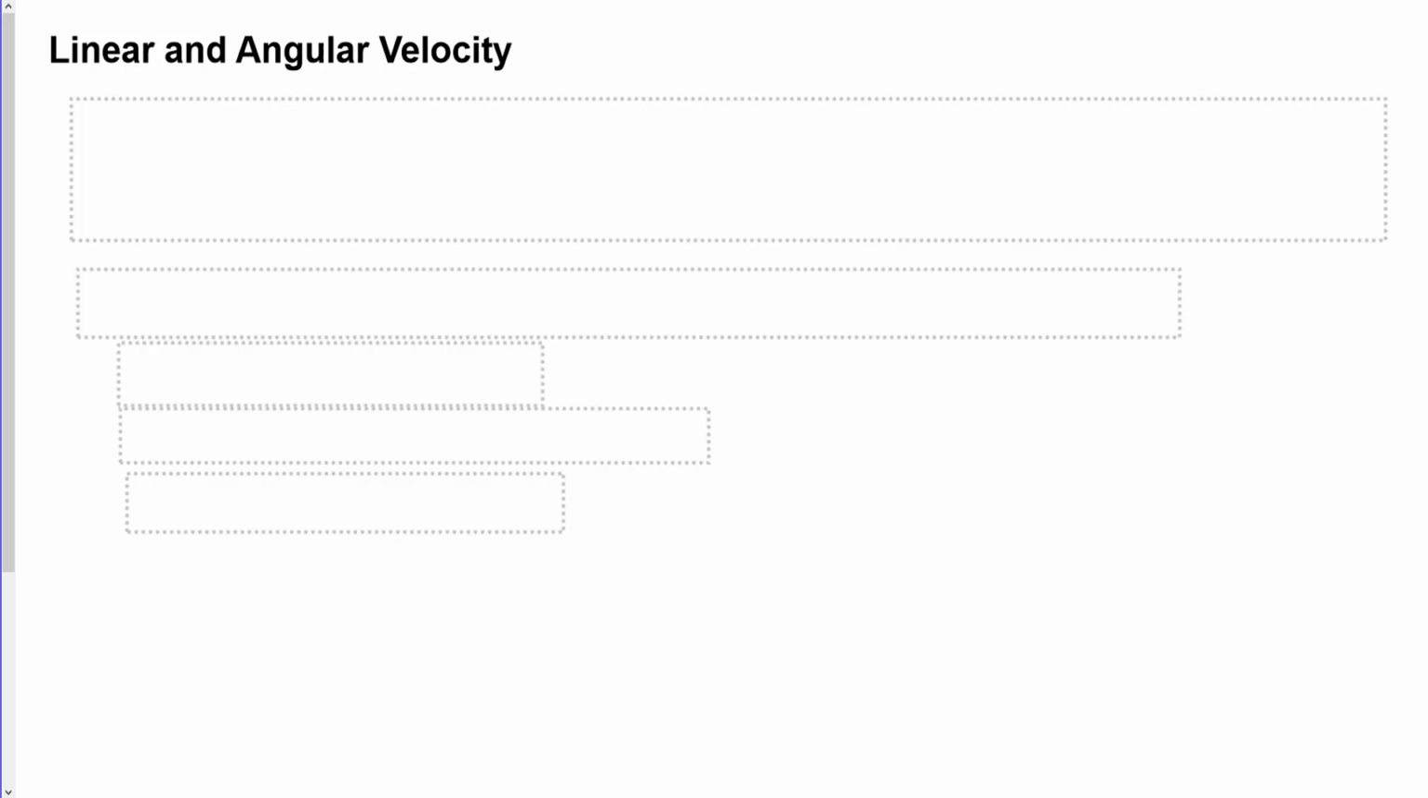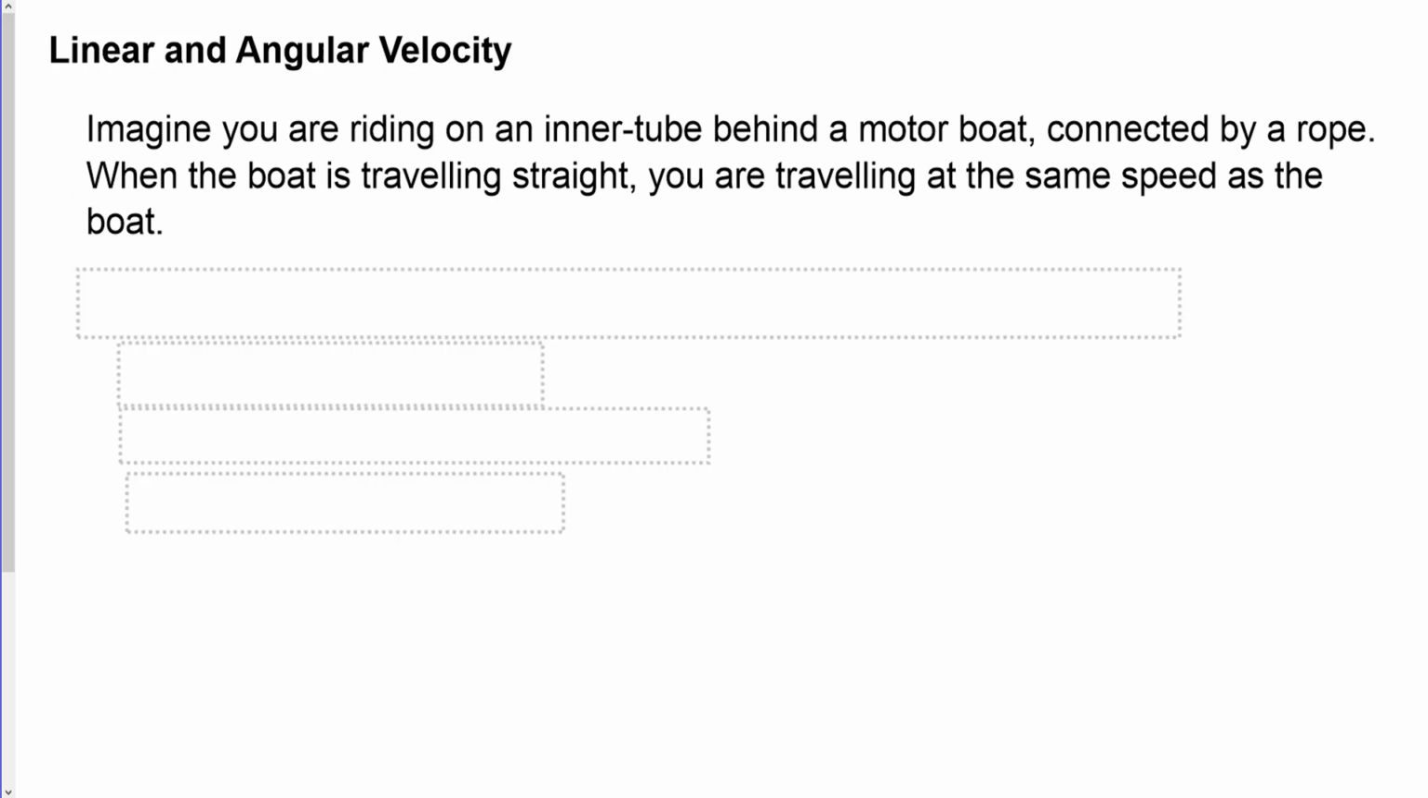So as an application, I decided to come up with an example that I'm aware of where linear and angular velocity apply. And here's what I came up with. Imagine you're riding on an inner tube behind a motorboat, and you're connected by a rope. When the boat is traveling straight, you're traveling at the same speed as the boat. That should make perfect sense, because if the boat is going 25 miles per hour and you're being pulled straight with a rope, then the inner tube behind it is also going the exact same speed.